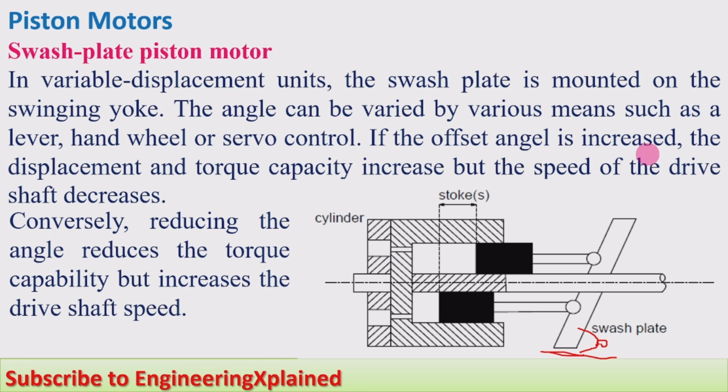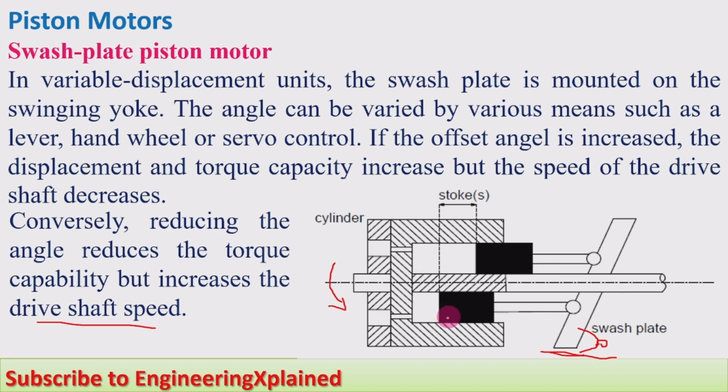If the offset angle from the horizontal is increased, the displacement and torque capacity will increase, but the speed of the drive shaft will decrease. Conversely, if you reduce the angle, the torque capability will reduce, but the shaft speed will increase.